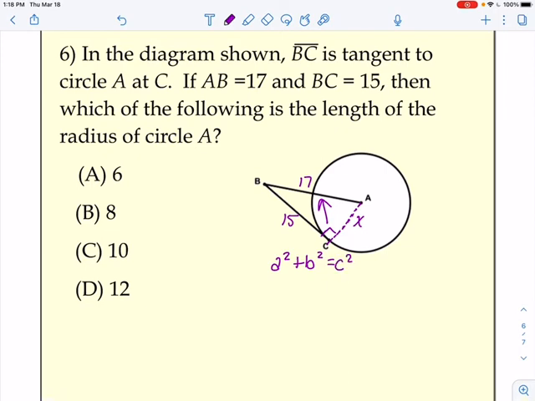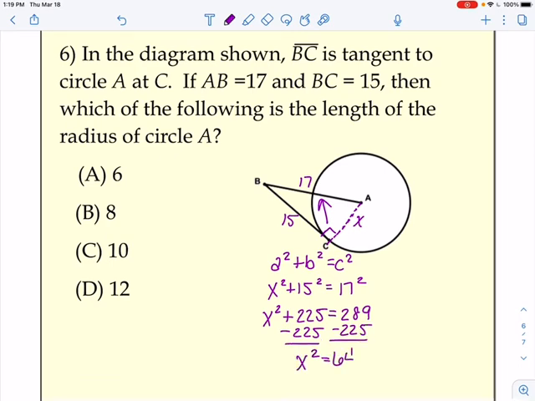So that 17 has to go in for C. It doesn't matter how you plug in the X and the 15. So I'm going to have X squared plus 15 squared equals 17 squared. 15 squared should give me an answer of 225, and 17 squared should give me an answer of 289. We'll subtract 225 from both sides, and that's going to leave me with X squared equals 64. The opposite of squaring something is taking the square root, and the square root of 64 is 8, so choice B is going to be my answer there.